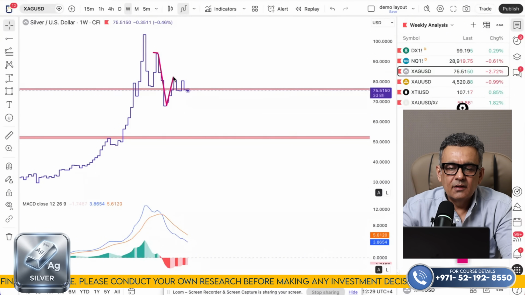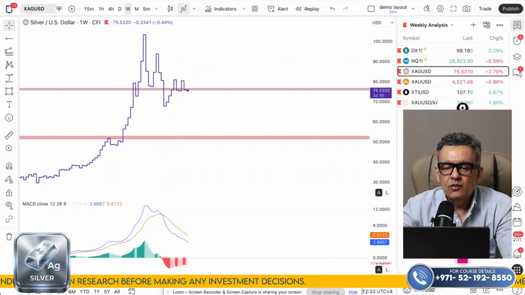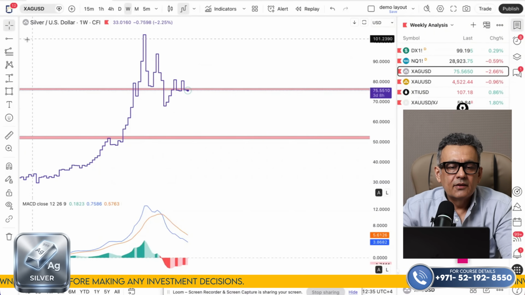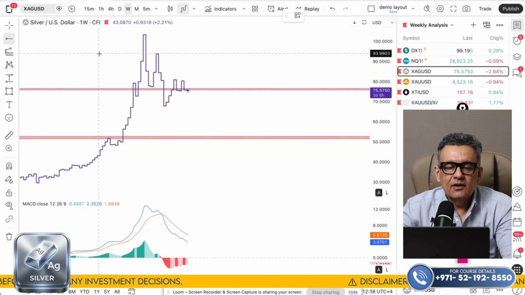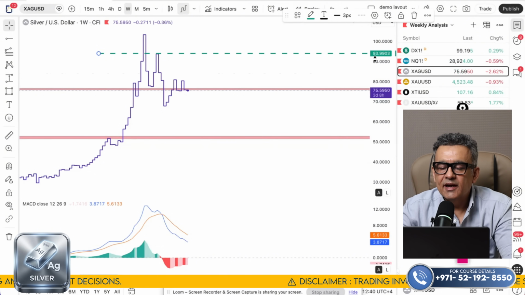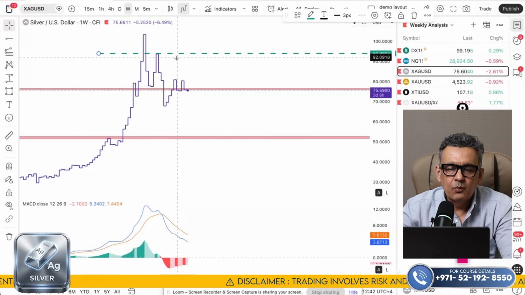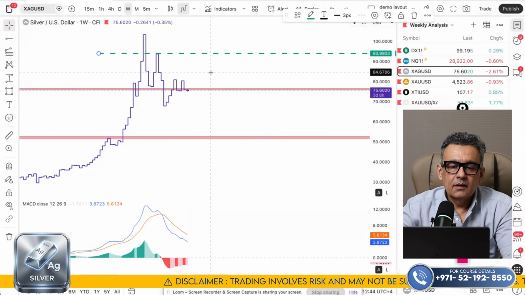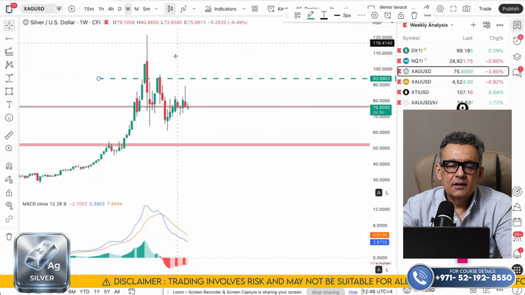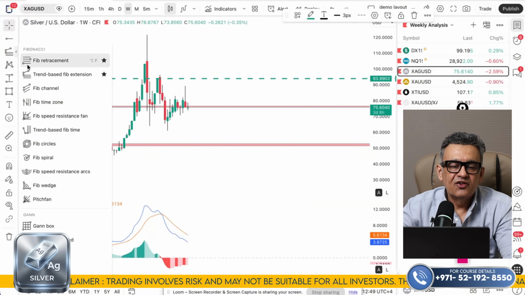Buyers require a break above this level to continue higher. So I need to highlight this level, and I'm going to add a horizontal line here. So 93.99, so 94 is the ultimate level for buyers to reclaim their control in the market. Until then, we need to apply retracement.